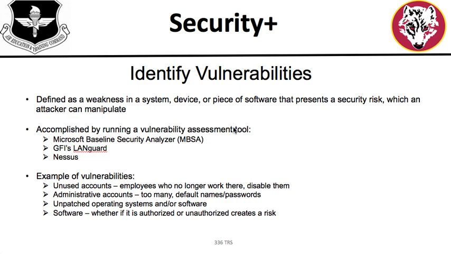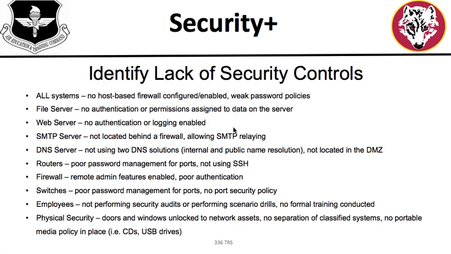Examples of vulnerabilities are unused accounts left enabled when an employee no longer works at that location, an excess of administrative accounts or administrative accounts with default names and passwords, and unpatched operating systems and/or software. Software, whether it is authorized or unauthorized, will generally pose a risk. A lack of security controls can also pose vulnerabilities to the system or device.